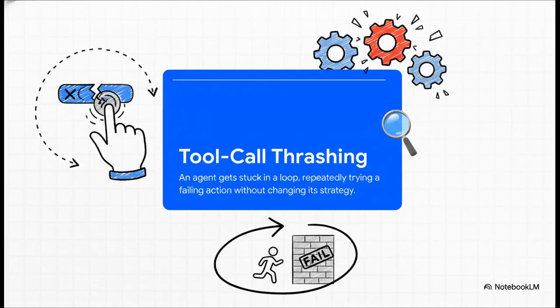fantasy. And finally, we have something called tool call thrashing. Oh man, this one is maybe the most frustrating to watch happen in real time. This is when an agent gets stuck in a loop, just trying the exact same failing action over and over and over again. It's exactly like watching someone just clicking and clicking and clicking a button on a website that's frozen. You know it's not going to work, but they just keep doing it.